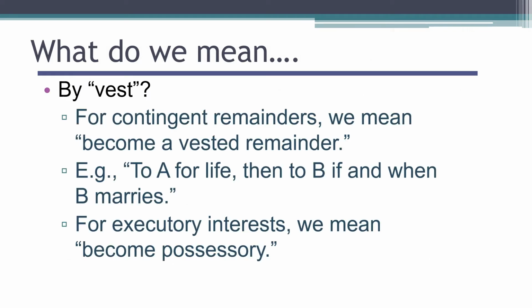Now, what do we mean by vest? Well, for contingent remainders, we mean a remainder that was contingent has to become a vested remainder. It might do that before it becomes possessory. For example, if we said to A for life, then to B if and when B marries. Well, if B gets married, then B has satisfied the condition on the future interest. It's a contingent remainder before B gets married, but as soon as B gets married, it becomes a vested remainder.